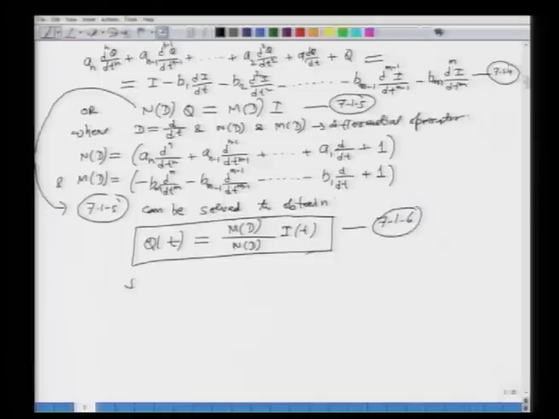Here let me define this transfer function operator. Remember, we had seen this earlier in chapter 1 and chapter 2 for a couple of cases, and this is the most general one, M(D) over N(D), which is the transfer function.